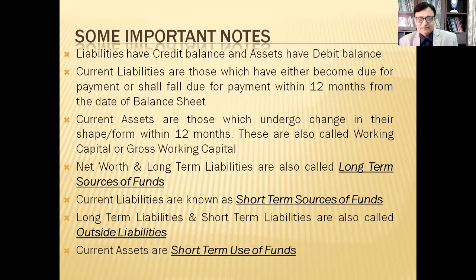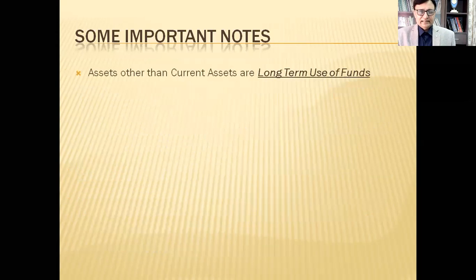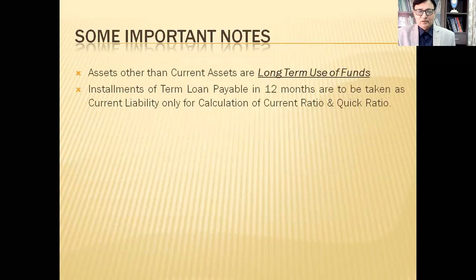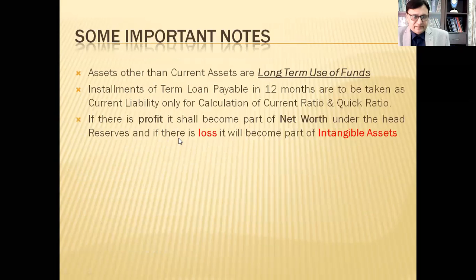Similarly, long-term liabilities and short-term liabilities are also called outside liabilities. Current assets are short-term use of the fund, while assets other than current assets are long-term uses of funds. Installments of term loan payable in 12 months are to be taken as current liability only for the calculation of current ratio and quick ratio. If there is a profit, it shall become part of the net worth under the head reserves. If there is a loss, that will become part of the intangible assets.